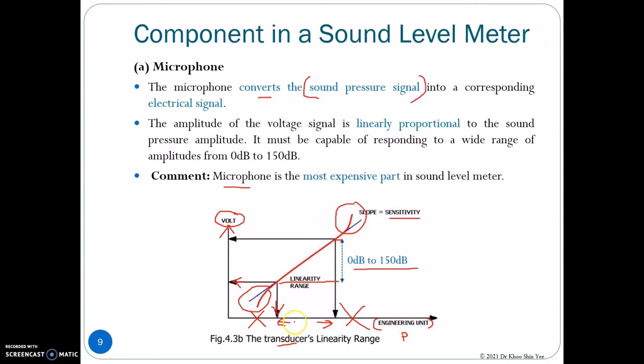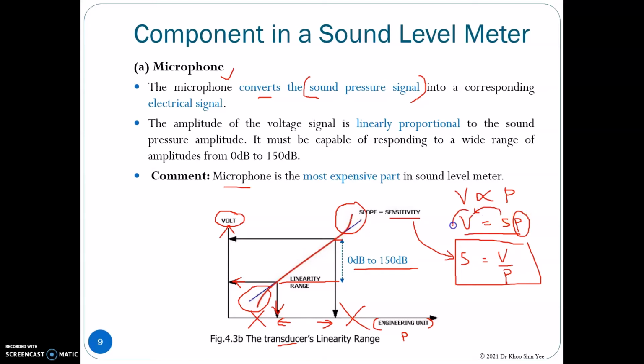In terms of formula, we know that for a valid measurement, the voltage must be proportional to the pressure. So we can obtain V equal to S times P in this case, where S is the sensitivity. By rearranging this formula, you obtain sensitivity equal to voltage per unit of pressure. When we buy a microphone, the sensitivity of the microphone will be provided by the manufacturer. So once this is provided, we can use this formula in order to convert the pressure into the voltage signal.